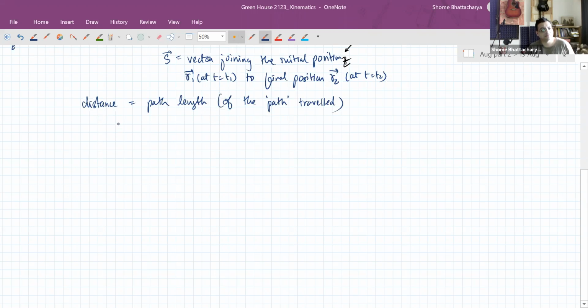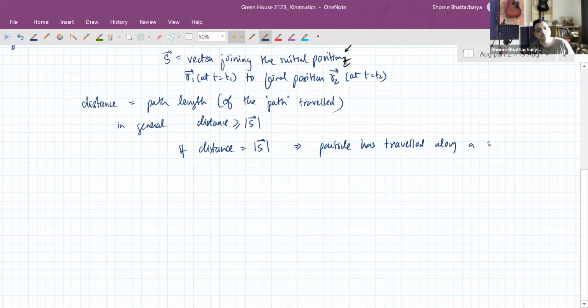So that's the difference between displacement and distance. So in general, distance will be greater than or equal to the magnitude of displacement. If distance is equal to the magnitude of displacement, it means that the particle has traveled along a straight line path directly from initial to final position.